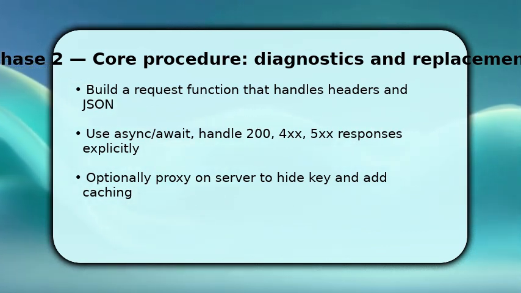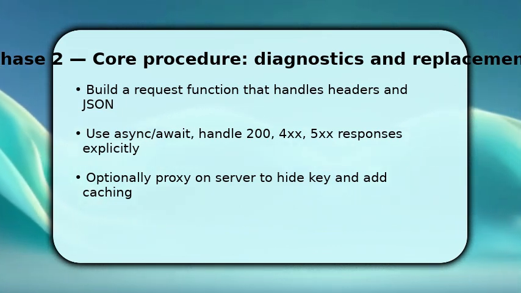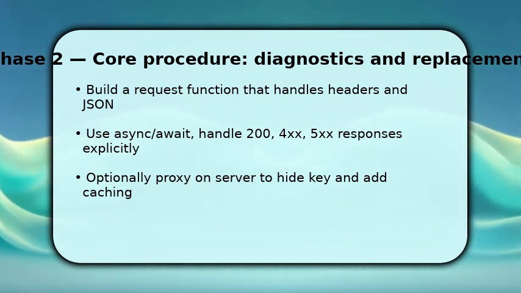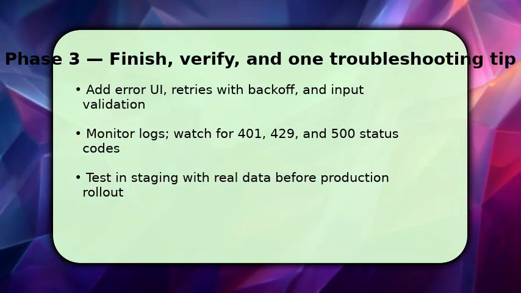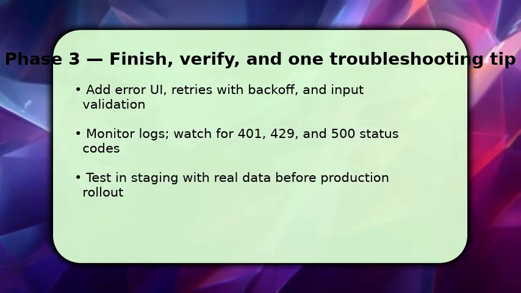Once this works locally, wire the function into your UI event on click or on load and show a loading state. Make sure to debounce frequent calls. Finish by polishing: validate inputs client-side, show clear error messages, and implement retry with exponential backoff for transient failures.